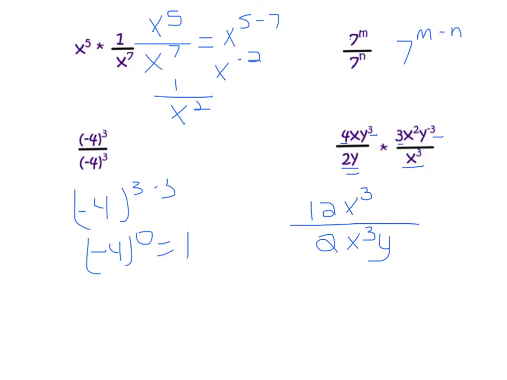If you ignore the variables, just look at that 12 over 2. 12 over 2 is 6. Now just look at the x's. X to the third over x to the third, they're the exact same thing, so they cancel each other out. And then the y is in the denominator, so it is going to stay in the denominator.